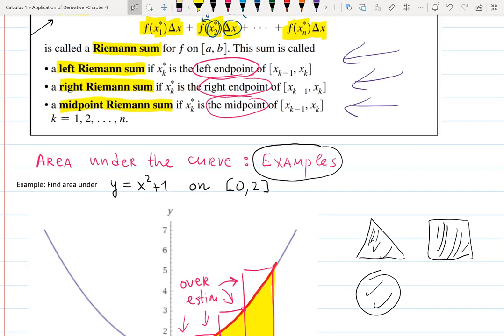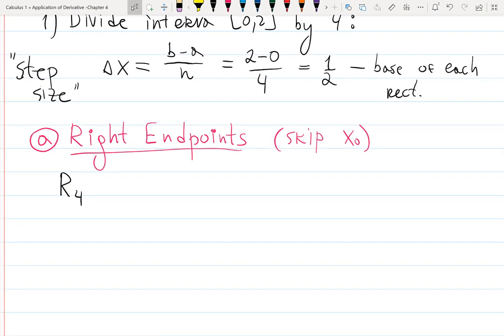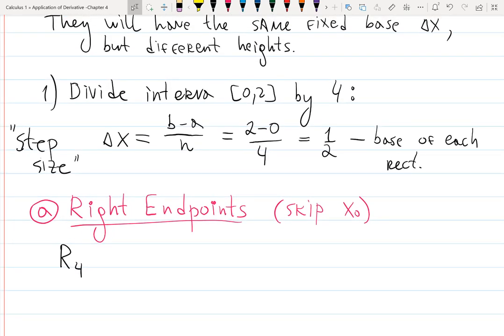Did we point this out before? No, actually we should. The left one will be called L sub n. The right one will be called R sub n. And M sub n is midpoint. n will be the number of rectangles we have, or the number of subintervals. So R sub 4 will be my area using those 4 rectangles.